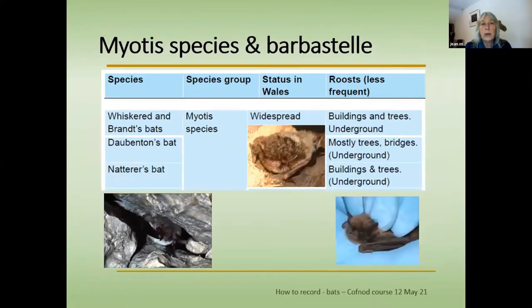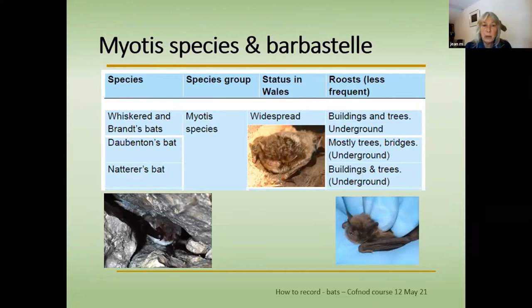The next group, I've put two groups together really: the Myotis species and the Barbastelle. The four Myotis species I've put on this slide are the most commonly found ones, and you could find those absolutely anywhere in North Wales pretty much.